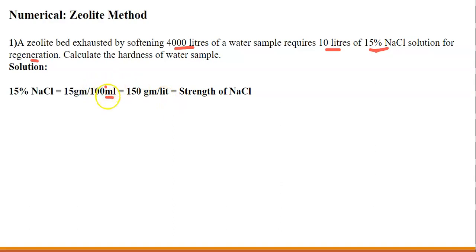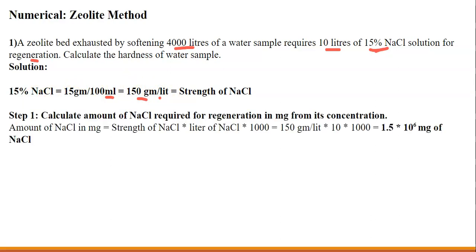So we need to add a 0 here in the denominator. If we add a 0 here in the denominator to make it 1000 ml, we need to add a 0 in the numerator also. So the strength of NaCl will be 150 gram per liter. So we have converted this 15% of NaCl into its strength, which is 150 gram per liter.